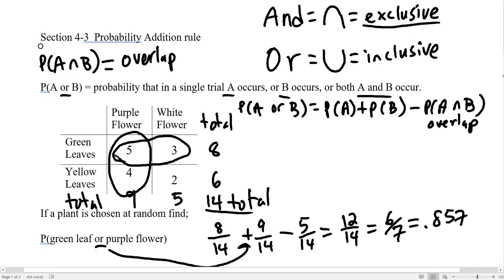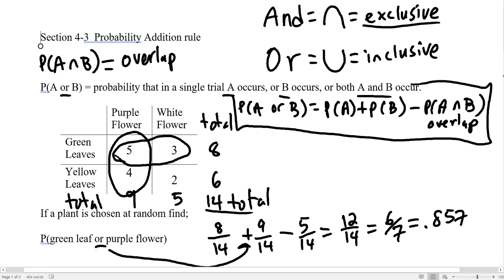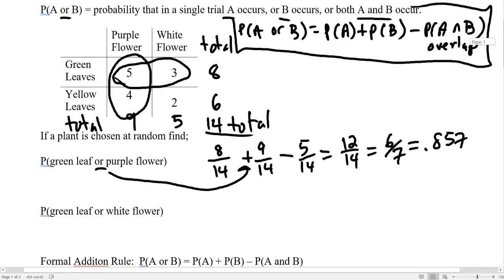Somebody would have just looked at this table and said, just add the 4, the 5, and the 3. That gives me 8, 9, 10, 11, 12 out of 14. That will work this time, but I'm telling you, this is a formula you do need to know, because I may not give you a table. So you need to make sure you know how to use that formula.